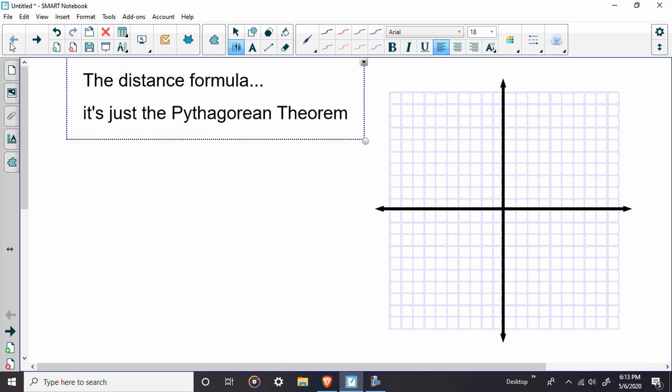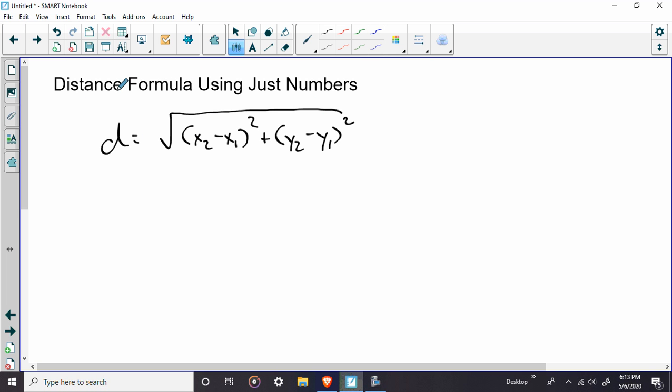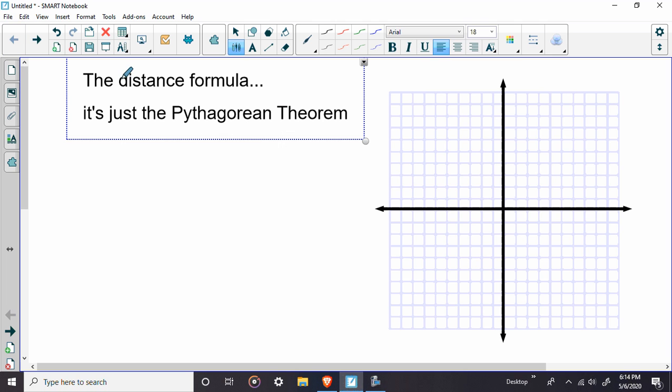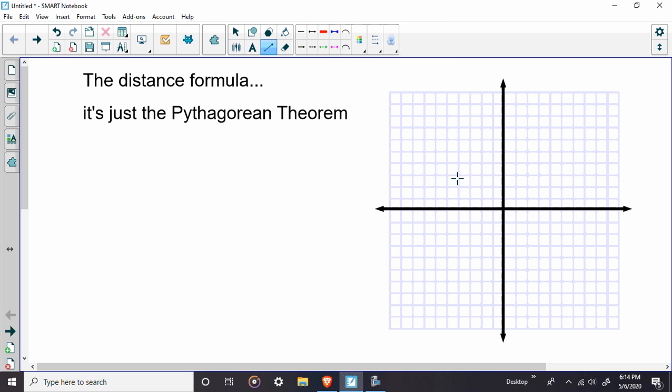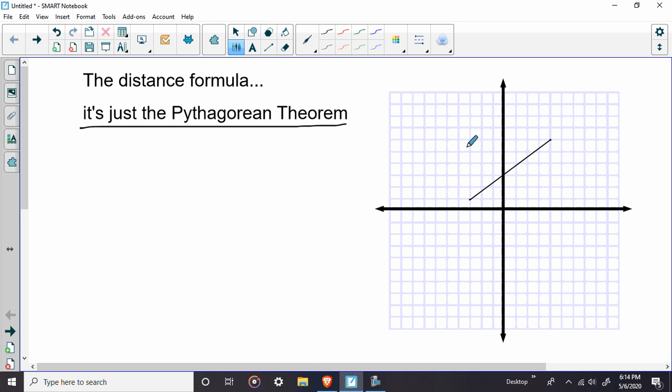All right, so first of all, the distance formula, okay? This is the distance formula, okay? All the distance formula asks us is essentially, hey, if I give you this line, how far is it between this point right here and this point right here? And there's more than one way to do this problem, okay? We can do it by counting boxes. We can do it by just plugging in numbers. What's important for us is that it's just the Pythagorean theorem, okay?